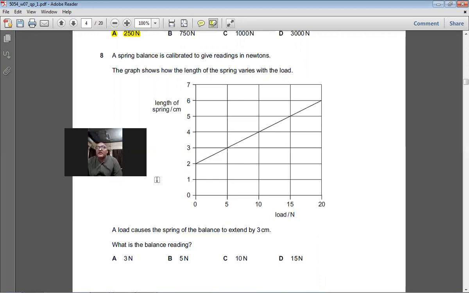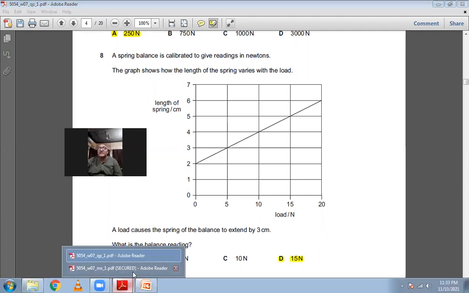It says a load causes the spring of the balance to extend by 3 centimeter. So the extension is 3 centimeters. So the length will be extension plus the unstretched length. So you will have 3 centimeter plus 2 centimeter, and that will be 5 centimeter. So from the 5 centimeter, because the length will be 5, I will go to the graph and I can see that the reading is 15 Newton. So 15 Newton, D is the right choice.